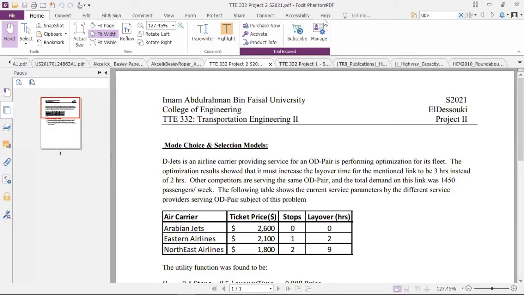Okay, today we are going to have a solved example regarding the mode choice and selection models. We have an airline called Eastern Airlines. This company is providing a service to an OD pair, an origin destination, and is performing an optimization for its fleet. The optimization results show that it must increase the layover time for the mentioned link to 3 hours.